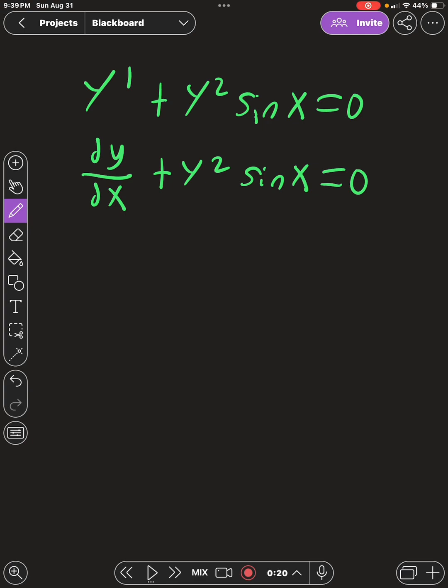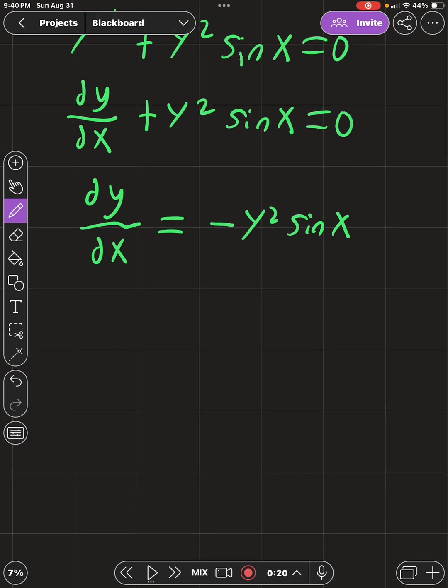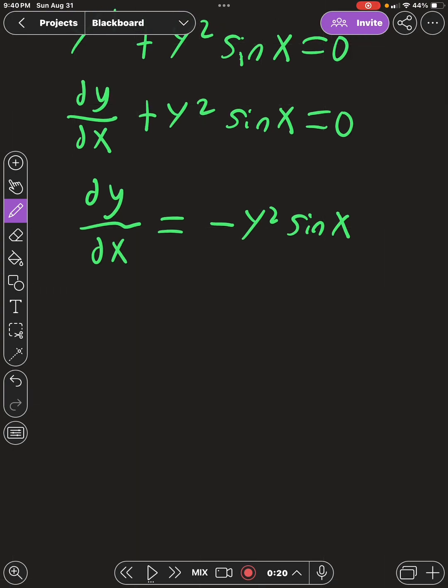So we have dy/dx plus y squared sine of x is equal to 0. What we could do is move this y squared sine of x term to the right side. So we have dy/dx is equal to negative y squared sine of x. Now all we really want to do is separate. We want to get the y's on one side and the x's on the other side, and then we'll do our handy dandy integration.